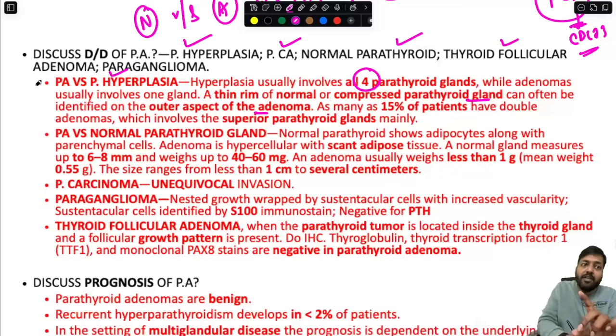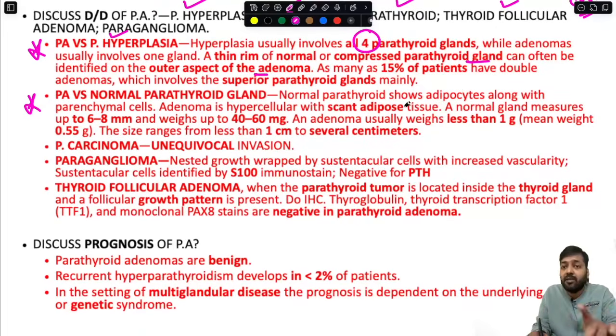So this is how you differentiate between an adenoma versus hyperplasia. How do you differentiate adenoma versus normal parathyroid gland? Now remember, the normal parathyroid gland will show the presence of adipocytes along with the parenchymal cells, whereas both the hyperplastic tissue, hyperplasia as well as adenoma, are showing a scant amount of adipose tissue.